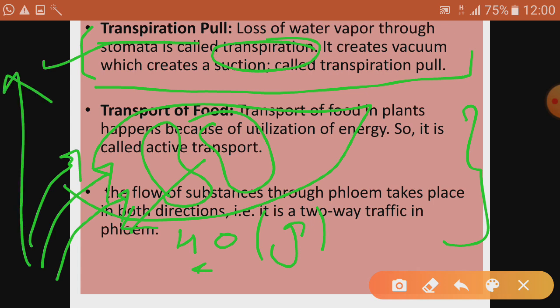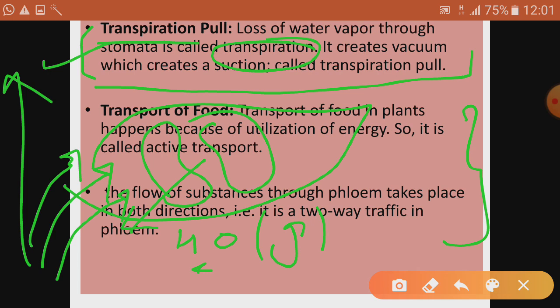So many theories were put forth. First is root pressure, second capillary action, third adhesion and cohesion of water molecules, and last is transpiration pull. Okay, and in tall trees, transpiration pull suits the best, because many leaves are there in tall trees, and through these leaves there is continuous loss of water in the form of water vapor, which creates a suction, and because of this suction created, a pull is created, that is called transpiration pull, and water moves in upward direction.